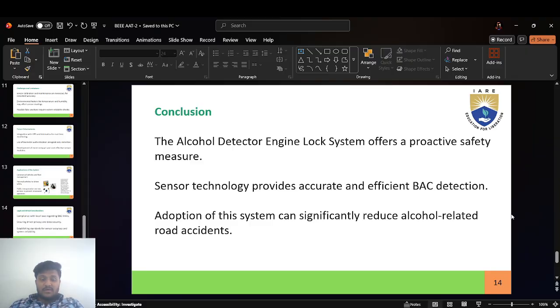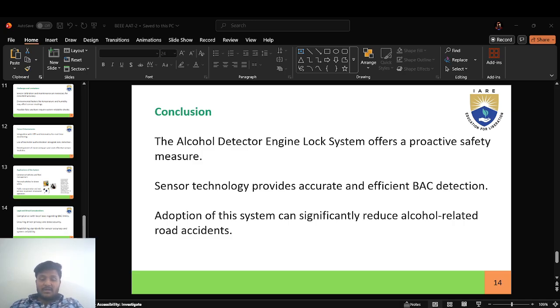Finally, the conclusion of this presentation is the alcohol detector engine lock system offers a protective safety measure. This system helps stop accidents before they happen by checking if the driver has alcohol in his breath. Instead of reacting after an accident, the system takes action early.